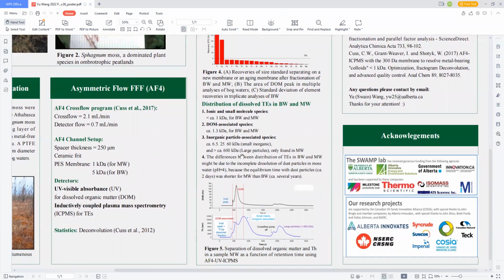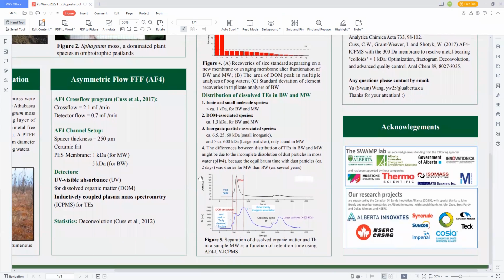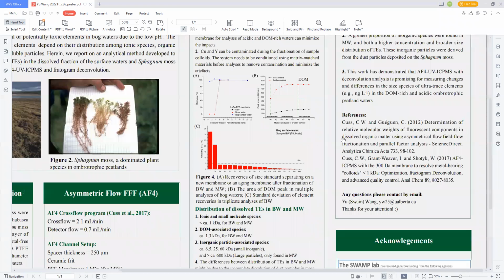The inorganic particle species are very interesting. We only found them in the Sphagnum moss water, with a higher concentration and a broader size distribution. The difference between the distribution of trace elements in these two types of water might be due to the incomplete dissolution of dust particles in moss waters, because the equilibrium time with dust particles was shorter for moss water than the bulk surface waters.